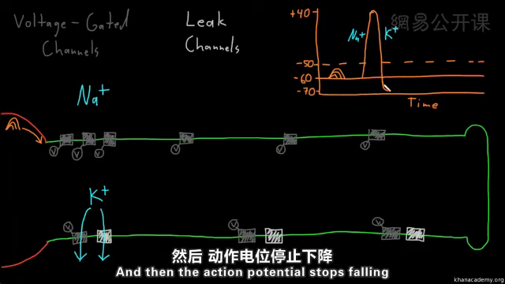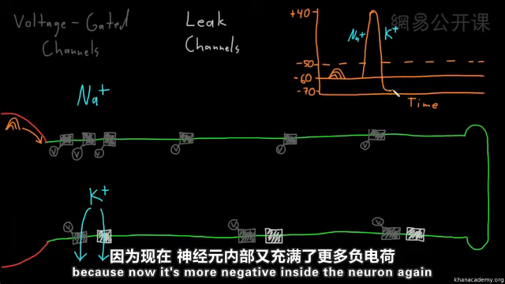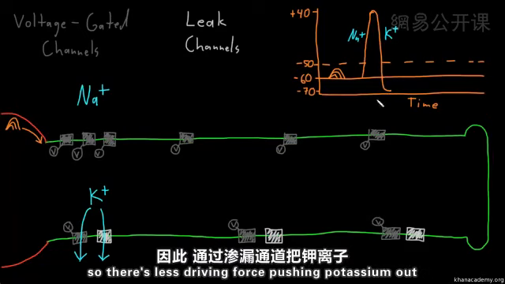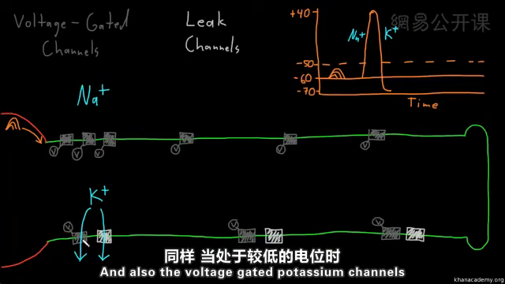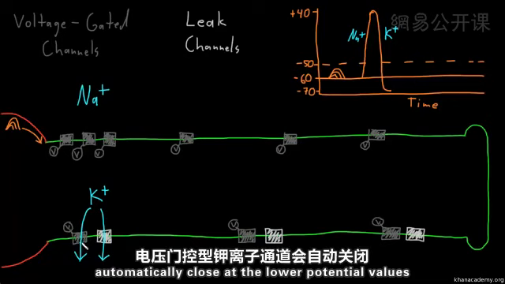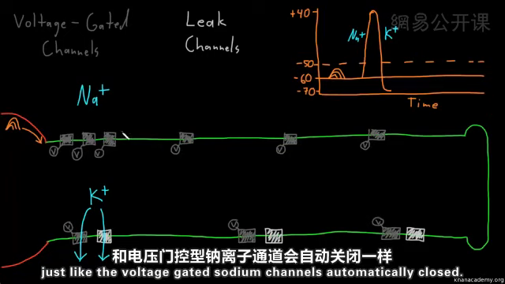And then the action potential stops falling because now it's more negative inside the neuron again, so there's less driving force pushing potassium out through the leak channels, and also the voltage-gated potassium channels automatically close at the lower potential values, just like the voltage-gated sodium channels automatically closed.